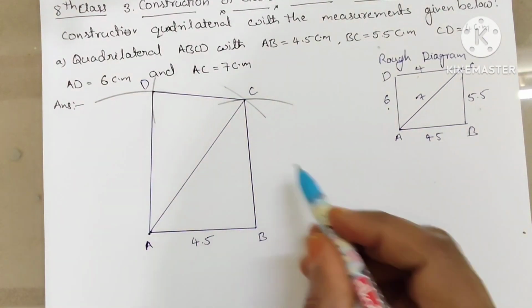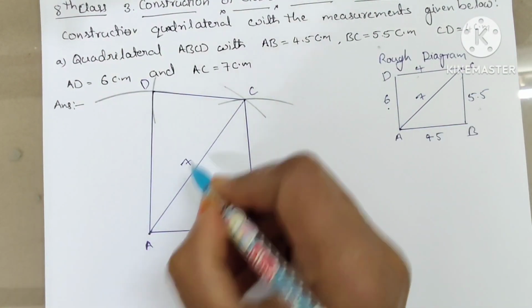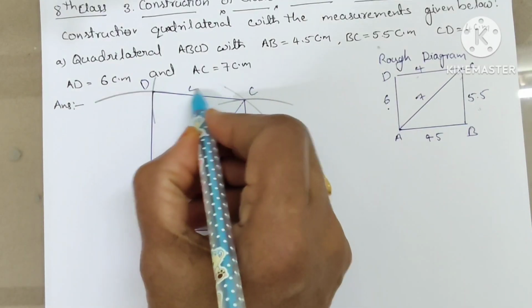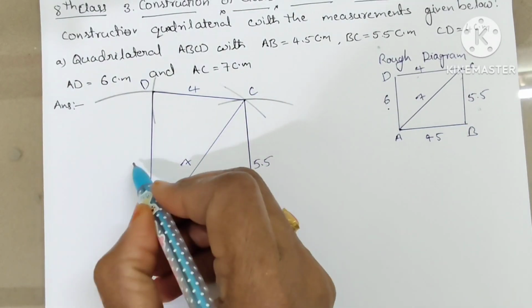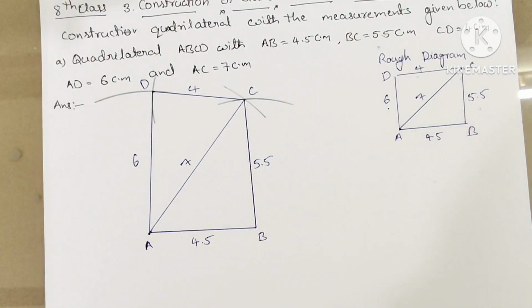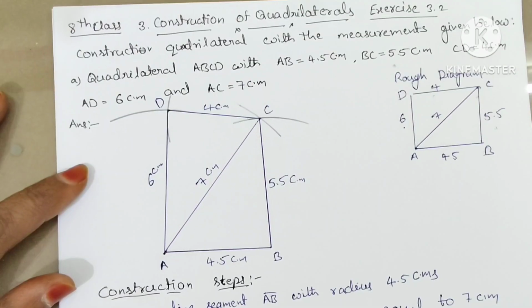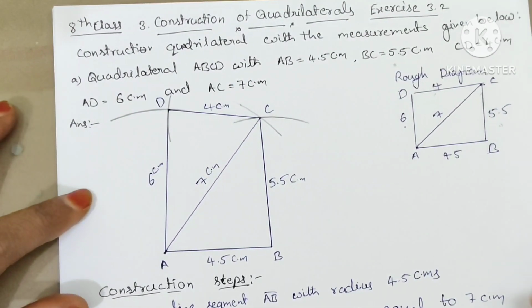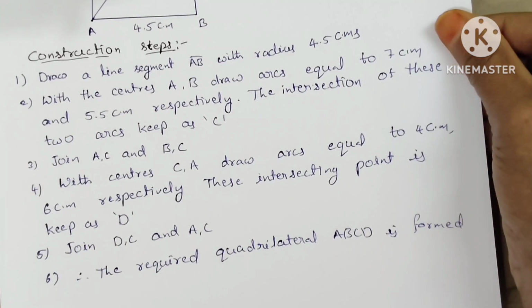Now we write the measurements. First AC is 7 centimeters, the diagonal. BC is equal to 5.5 centimeters. CD 4 centimeters. AD 6 centimeters. These are the measurements. So now this diagram is completed. We write the construction steps. This one is the question A diagram. Next, construction steps.